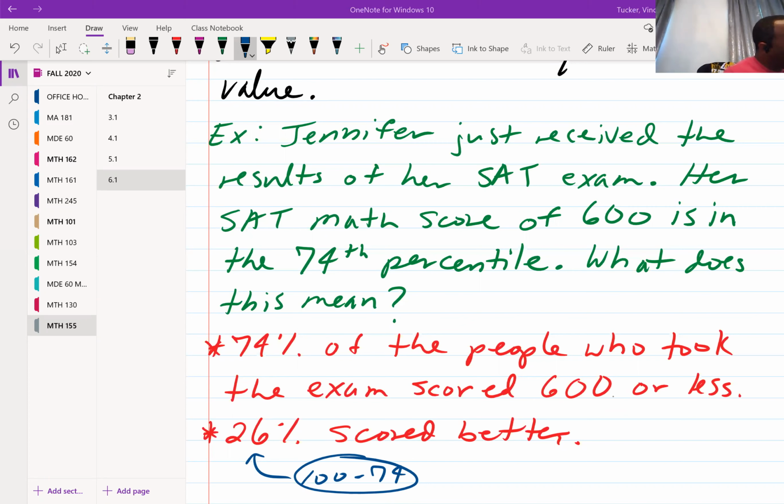I don't think I'm going to do any more with percentiles other than making sure you know that relationship. If I see anything else, I'll let you guys know. But yep, that's it. Questions, questions, questions.